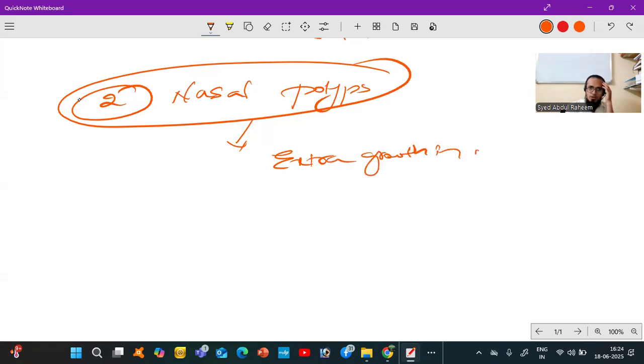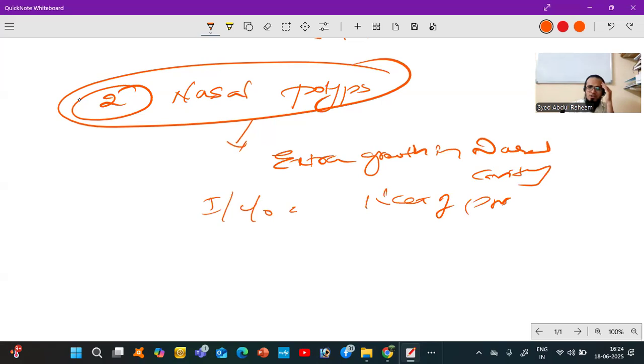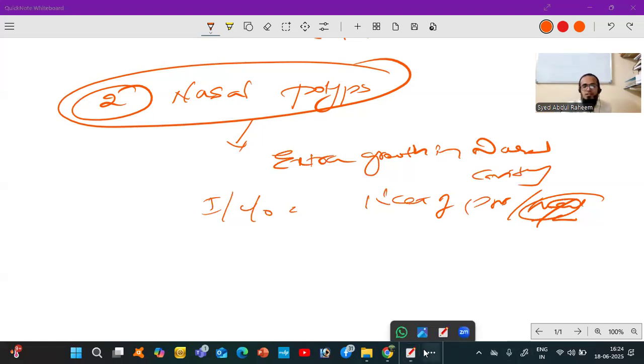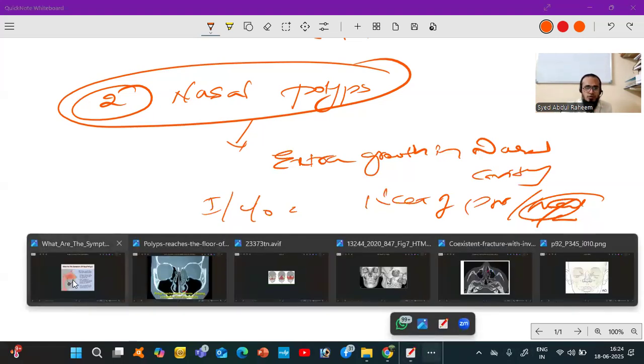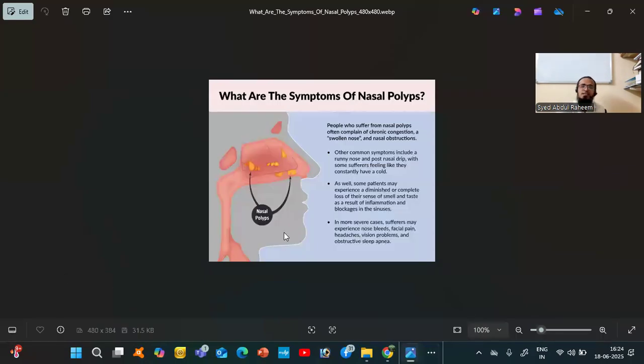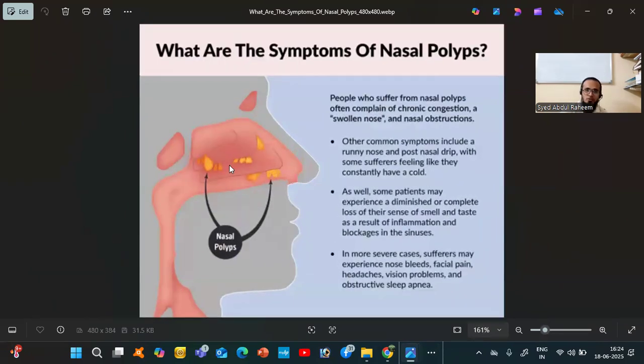Extra growth in the nasal cavity. Okay, so what is the investigation of choice? NCCT of the PNS, or head, sorry, or facial area, or nasal area. So let's see the images to understand. You can see this is the side view. This is the nasal polyps. You can see the unwanted growth.